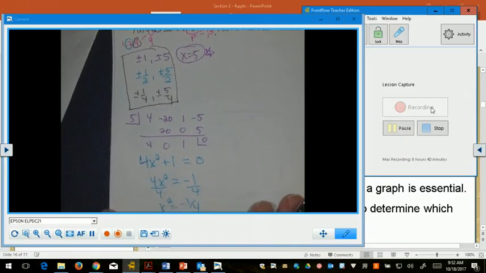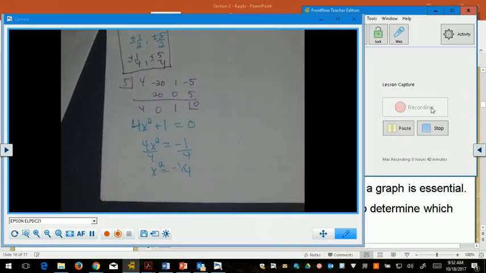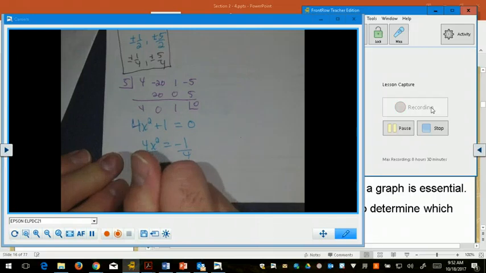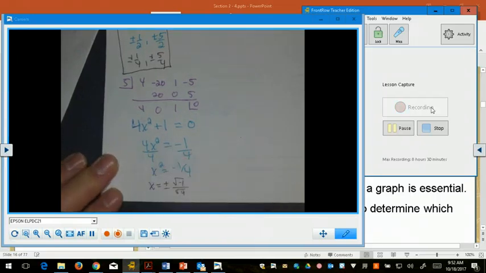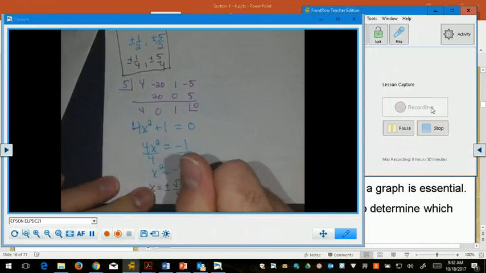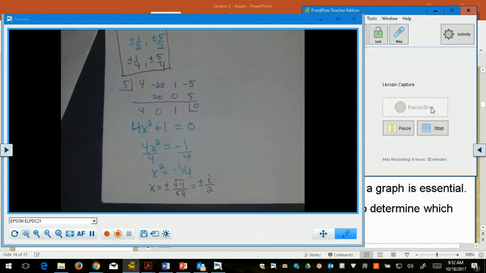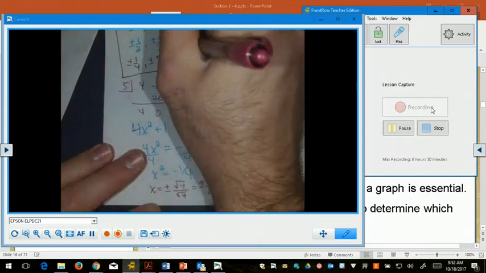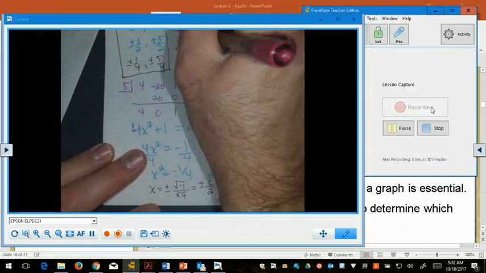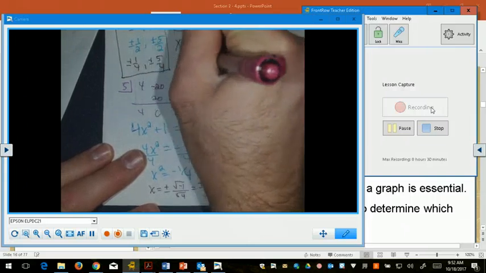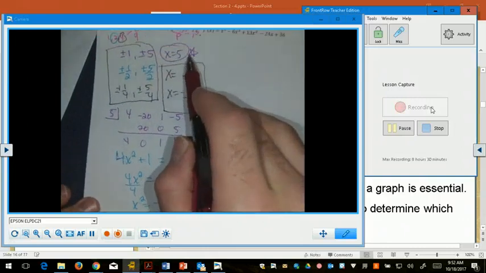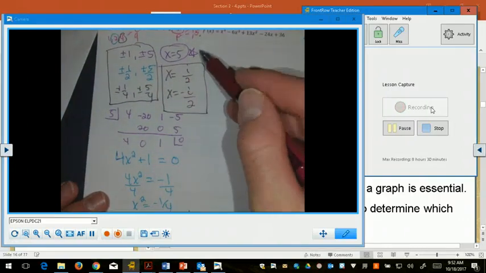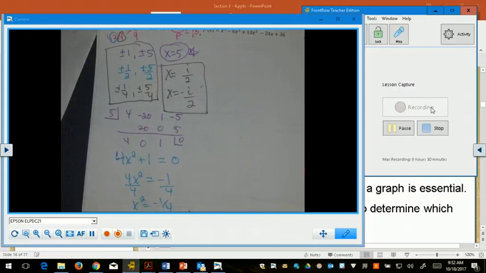X squared is negative 1/4. When I take the square root, it's plus or minus the square root of negative 1 over 4, so I'm separating that. It's going to give me plus or minus i over 2, or plus or minus 1/2 i. So my other answers are i over 2 and negative i over 2. So I have one real that is rational and two complex answers.